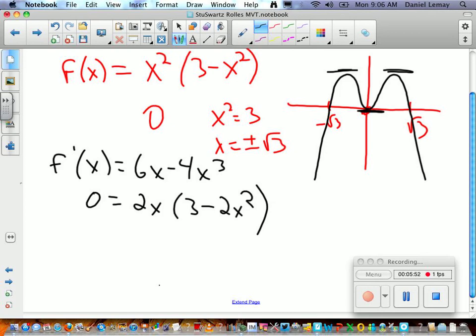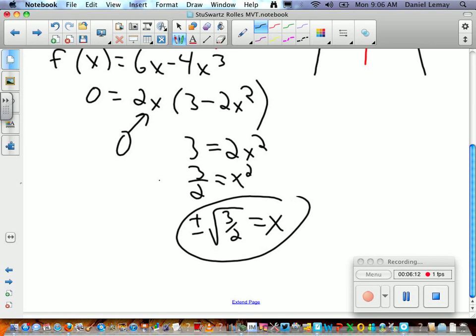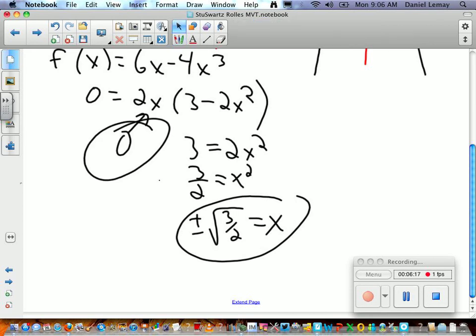And we're going to ask ourselves, where is that equal to 0? Well, it's equal to 0 when x equals 0. It also is equal to 0 when this mess equals 0. And that's going to be plus or minus the square root of 3 over 2. I mean, we could rationalize that, but we've answered the question. Those are the 3 x values where it's equal to 0.